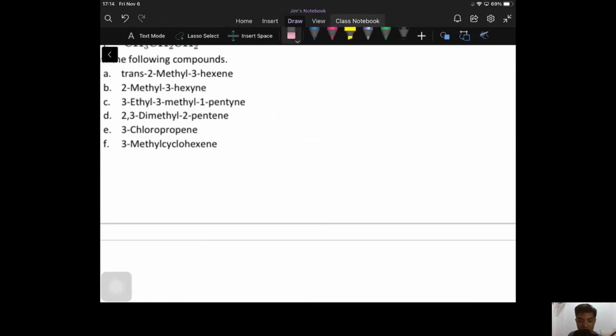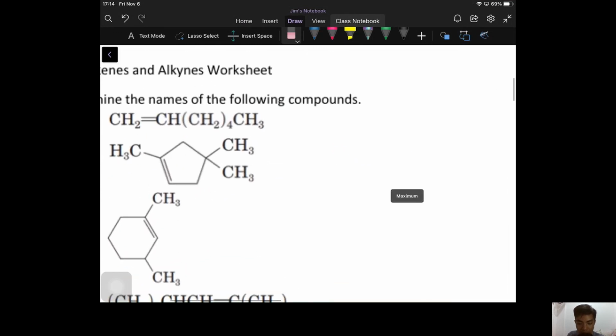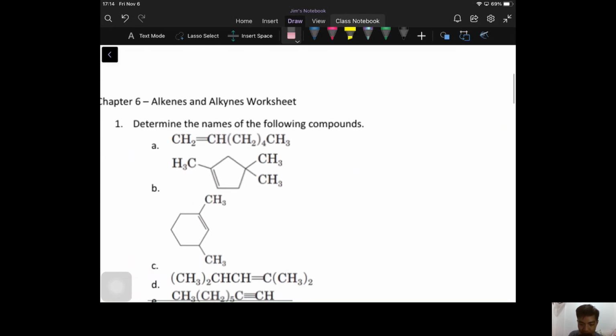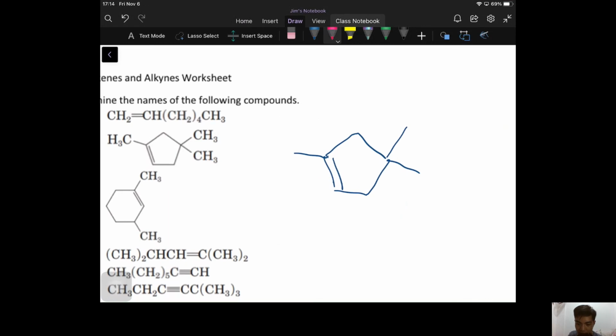Magna-name tayo muna. Ito. Redraw ko na lang, ha? Itong B. Sagutan natin yung B. Okay, so this is our cycloalkene. Sir, may cycloalkyne ba? Pwede rin naman, pwede. May mga cycloalkyne din, pero not common. Mostly cycloalkene lang.